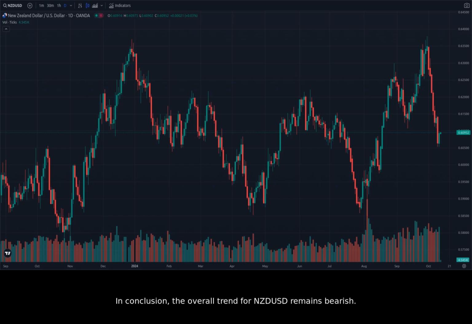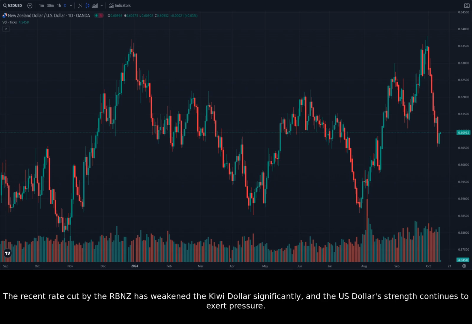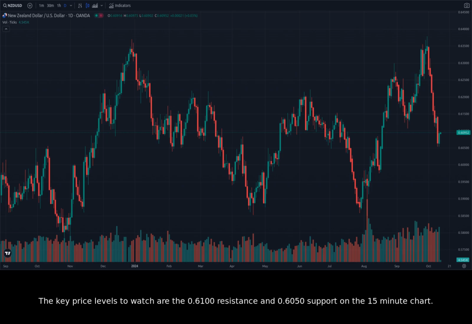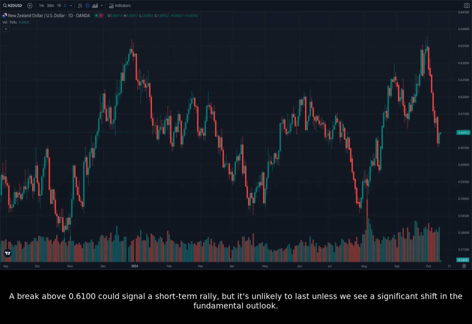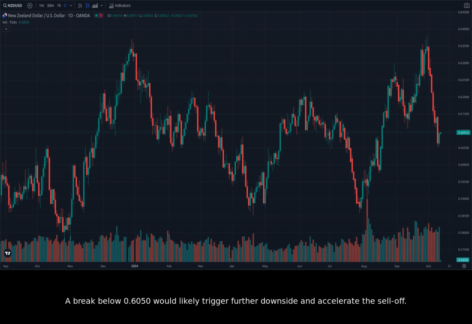In conclusion, the overall trend for NZDUSD remains bearish. The recent rate cut by the RBNZ has weakened the Kiwi dollar significantly, and the US dollar's strength continues to exert pressure. The key price levels to watch are the 0.6100 resistance and 0.6050 support on the 15-minute chart. A break above 0.6100 could signal a short-term rally, but it's unlikely to last unless we see a significant shift in the fundamental outlook. A break below 0.6050 would likely trigger further downside and accelerate the sell-off.